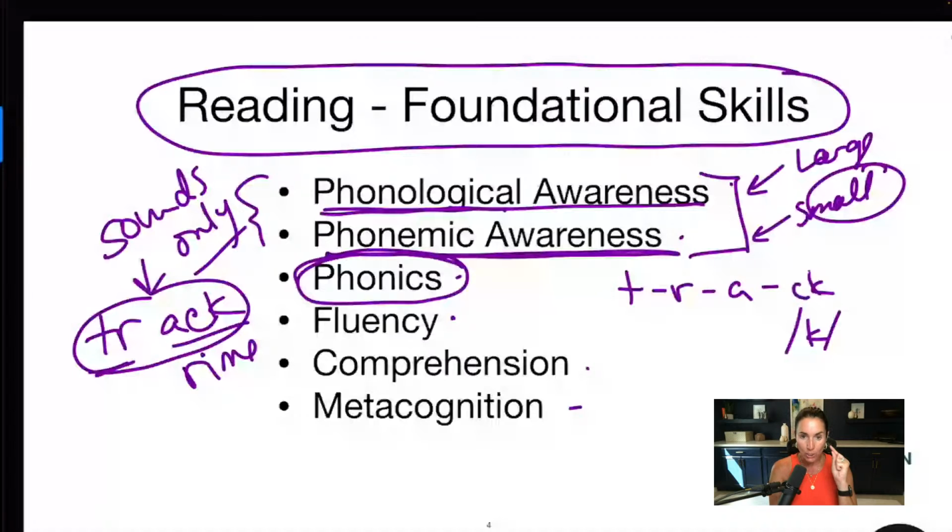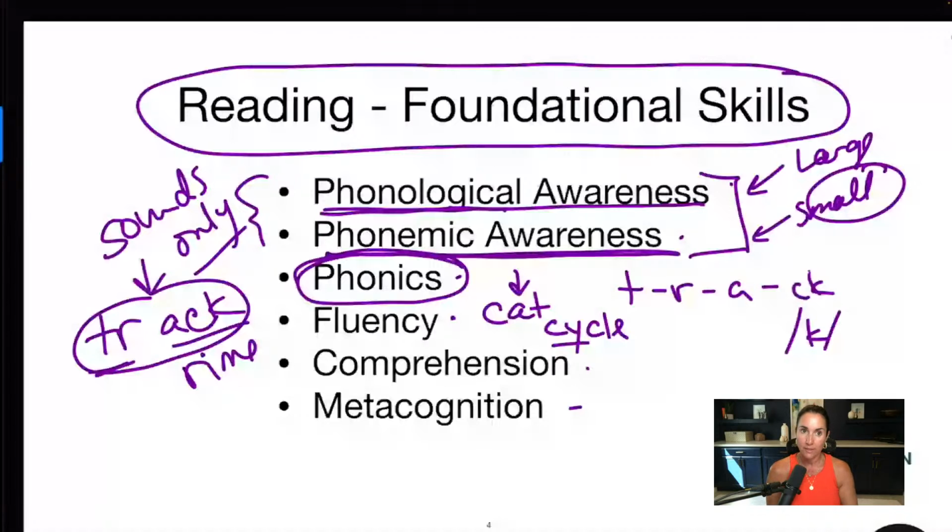Phonics is when I look at a C and I determine whether it makes a k sound or an s sound based on what it's followed by. If it's like this, I know that C makes a k sound because it's followed by an A. But if it's followed by a Y, I know it makes an S sound, as in cycle. Now, how do I know that? Well, we teach students phonics rules.